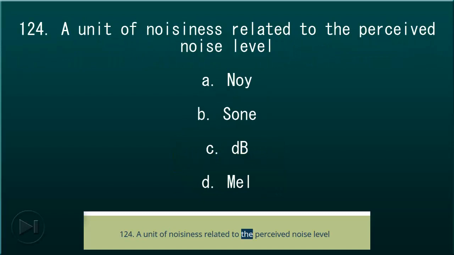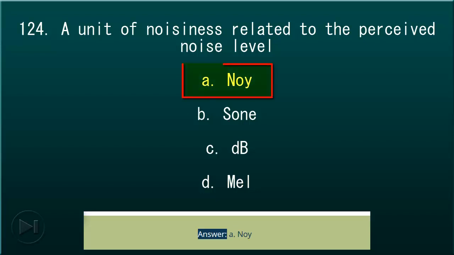124. A unit of noisiness related to the perceived noise level. A. Noi. B. Sone. C. dB. D. Mel. Answer: A. Noi.